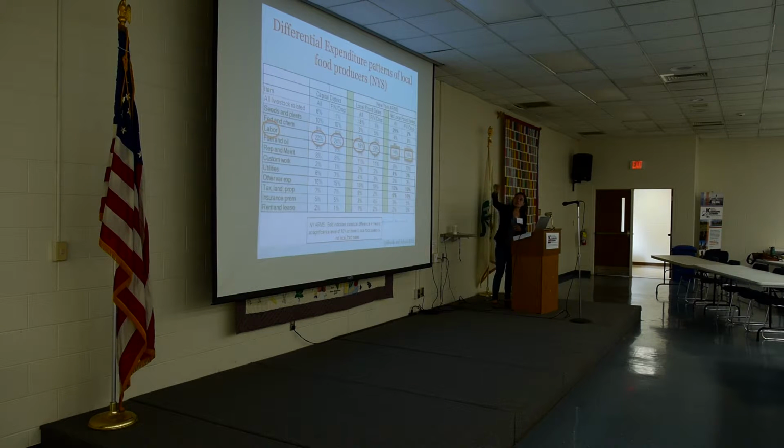So you can see in the middle are farms in New York State that sell through local markets, and then on the right are farms that don't sell through local markets, and we split them up by commodity. What's important to see here is that as a percentage of expenditure, farms that are selling through local markets are spending much more on labor than other farms, significantly more on labor, right?